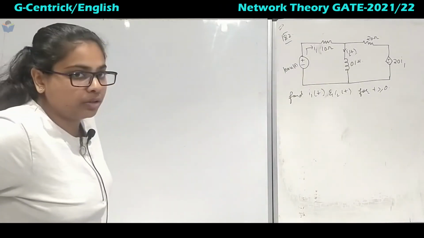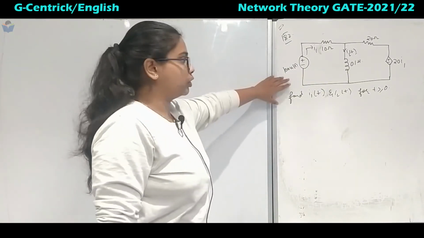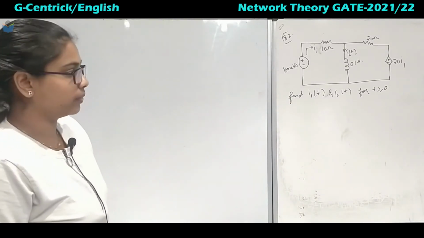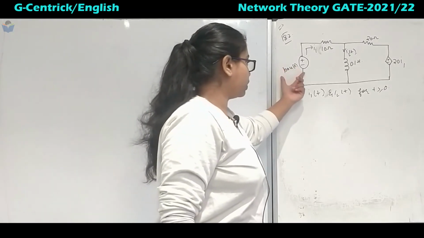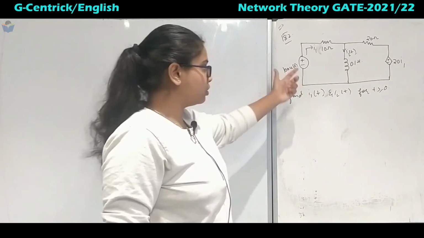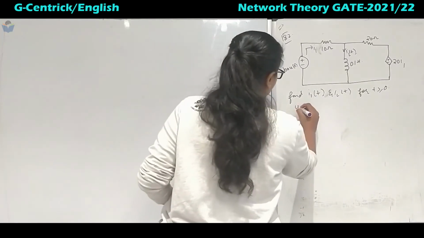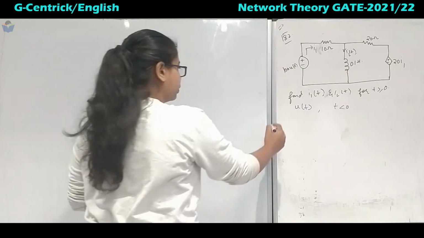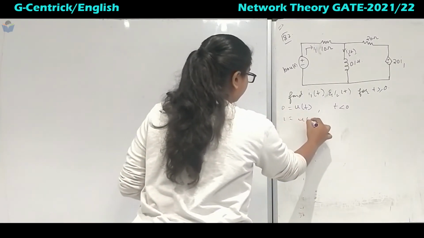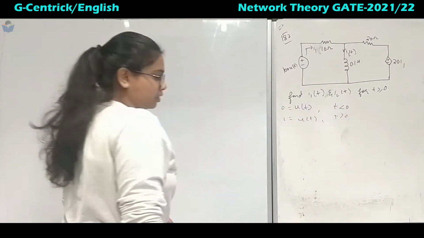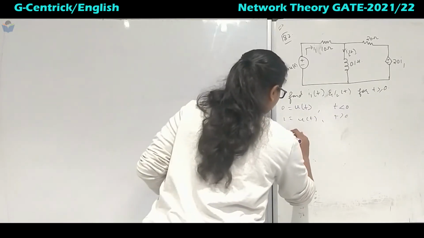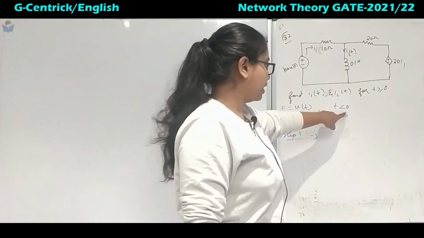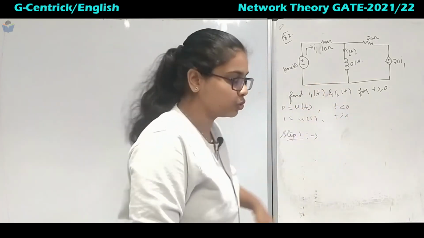Coming to question number 182, it's one of the good questions which says we have to find I1 of t and IL of t for t greater than or equal to 0. Here the voltage source is 100 u of t. This type of problem we have already seen: u of t is 0 at t equal to 0, and 1 when t is greater than 0. For step 1, if they have given u of t, then it is like 0.